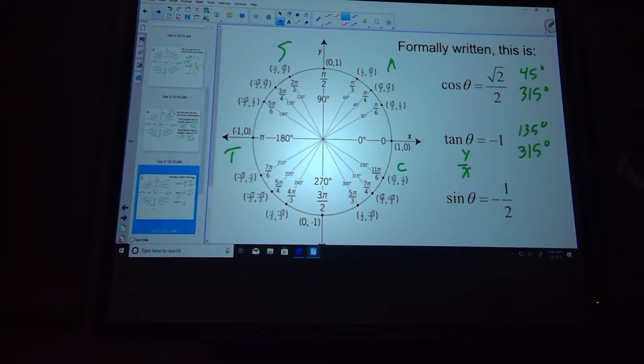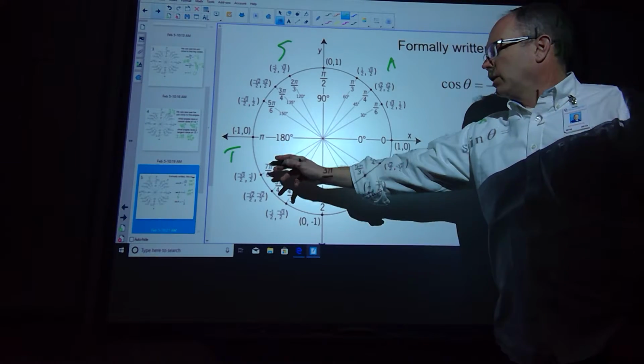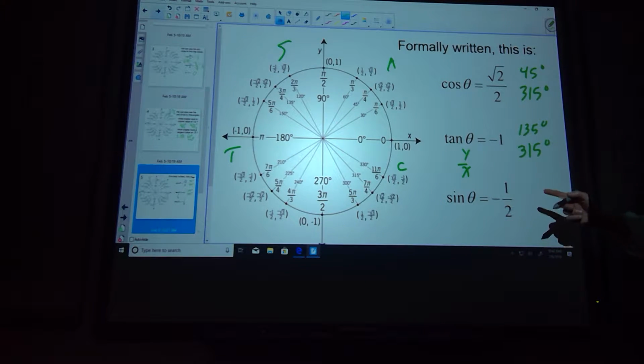And then, where is sine negative? What quadrants? 3 and 4. Down here is where we're looking. Sine is x or y? Y. So which one has a y value of -1/2? 210 and 330.